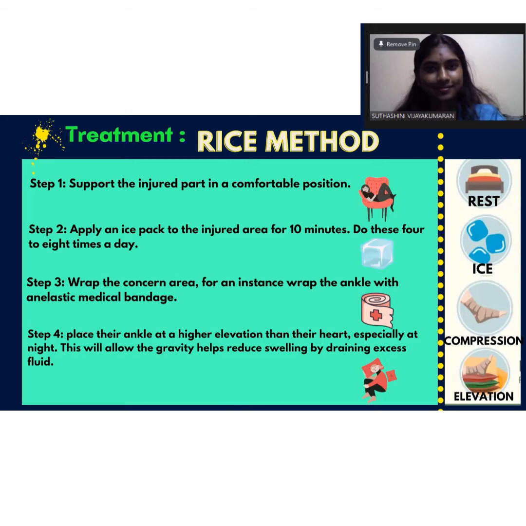So what does compression mean? You have to wrap the area of concern. For instance, wrap the ankle with an elastic medical bandage. You cannot use a normal bandage or normal cloth just to cover your ankle; you have to use an appropriate medical bandage. This will help to decrease swelling associated with the affected limb.